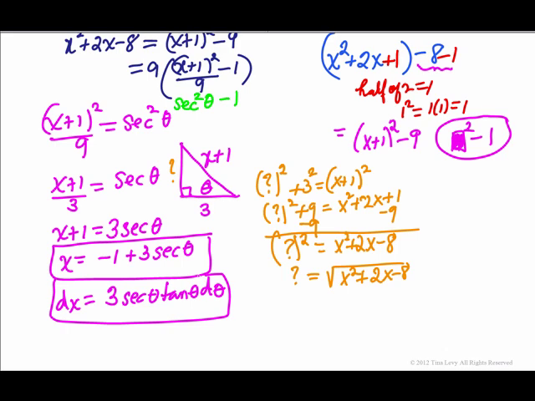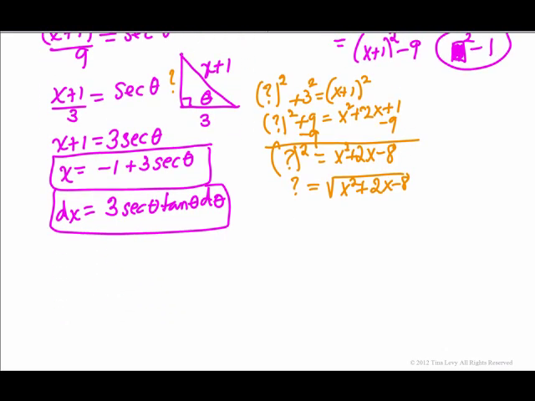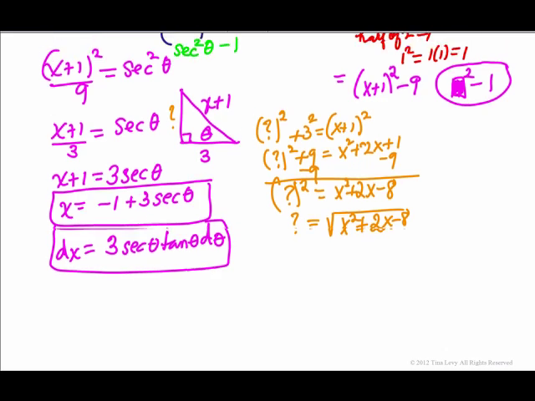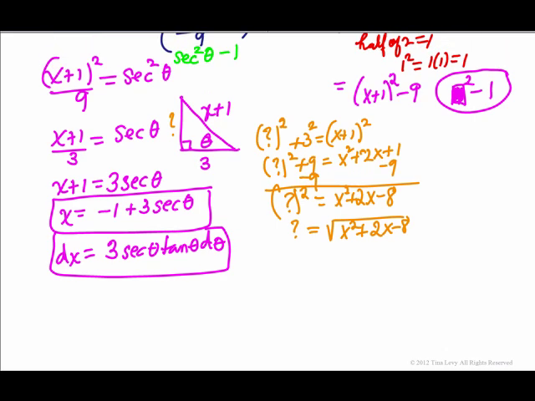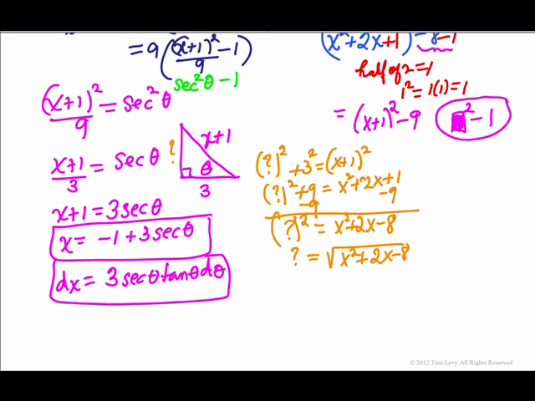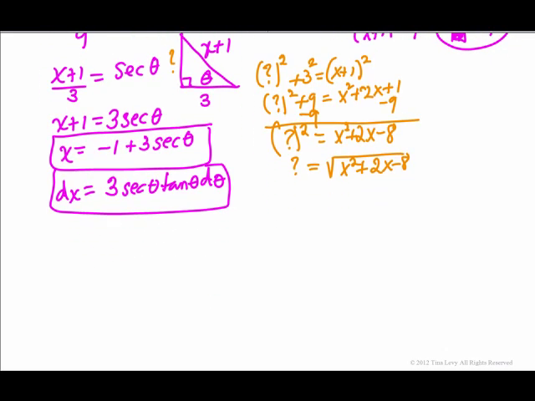Okay, so now I'm going to write the problem again. I'm going to call this my key of sorts, because what we can see here is that x can be replaced, dx, and sure enough, the x plus 1 squared over 9 minus 1 becomes secant squared minus 1. So let's put the integral again.